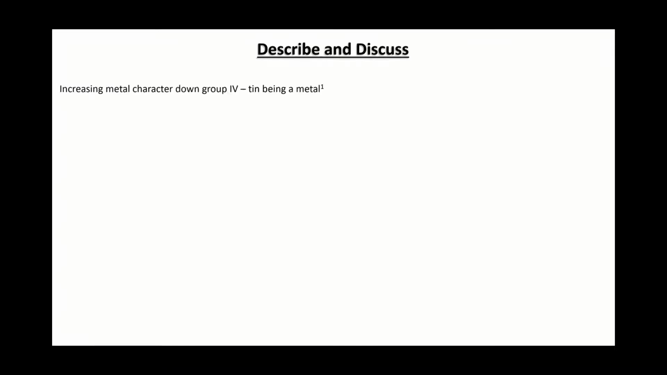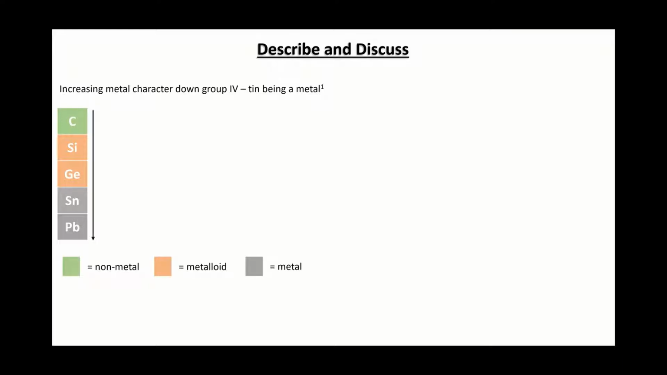Now, in light of the physical properties of tin, it's a general trend that down group 4 we have increasing metallic character of the elements. In terms of tin though, some sources do call it a metal and others a metalloid, so here I'm just going to refer to tin as being a metal.